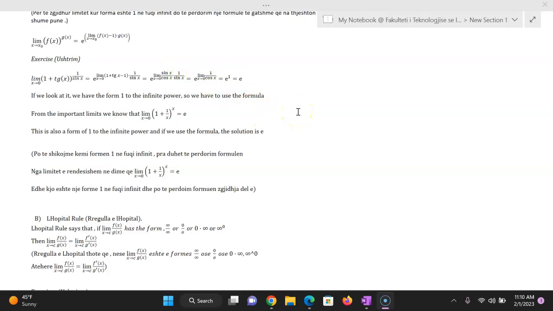From the important limits, we know that the limit when x approaches 0 of 1 plus 1 over x all to the x power is equal to e. But this is also a form of 1 to the infinite power, and if you use the formula, the solution is the Euler number, or e.